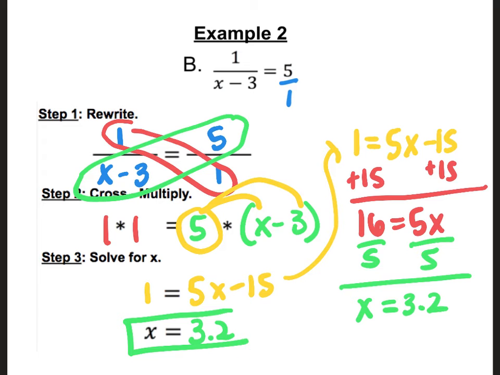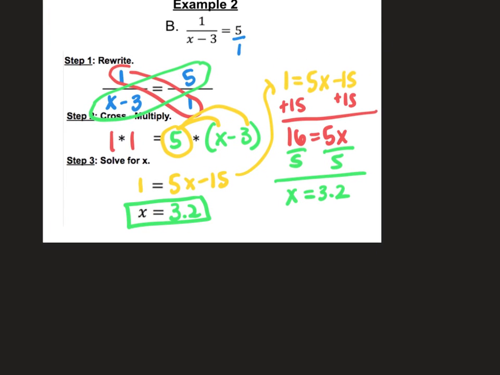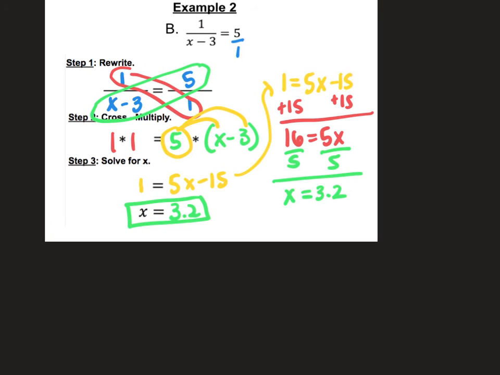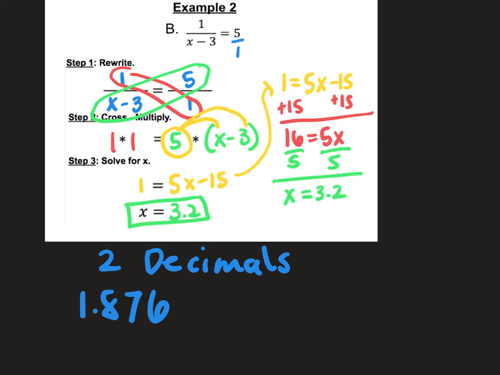Now, before you click away from this and go do your homework for today, I do want to talk about rounding a little bit. I'm not entirely sure how your homework wants you to round, but remember, if it says round to 2 decimal places, and you're given something like 1.876 and 1.874, if your third decimal is bigger than 5, you're going to round up. So that means this would be 1.88.